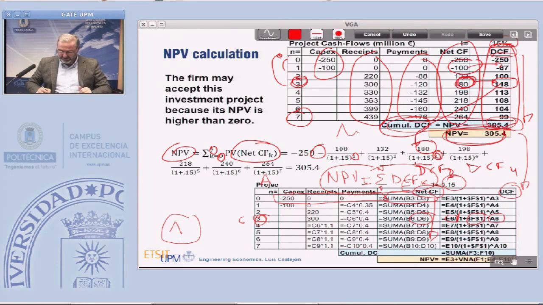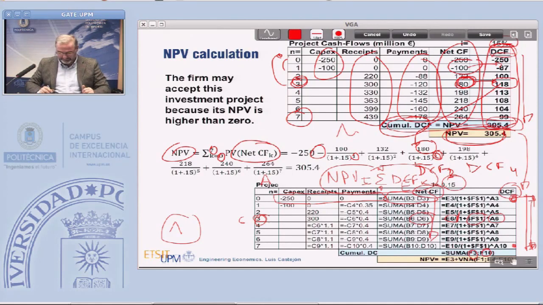So this is the calculation, and then we have the calculation for every year, and then the cumulative discounted cash flow is this summation from this cell, the cell F3, to the cell F10, which is this one. So we add all those cells, and then this is the number, 305 euros.